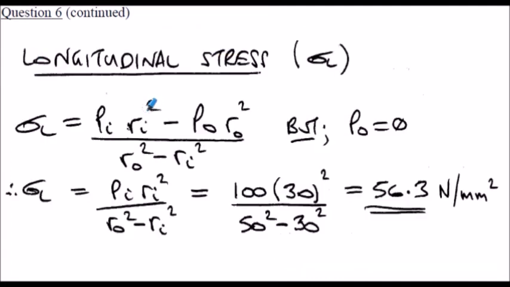The question also asked us to find the longitudinal stress, sigma L, and we have an equation for that. I've used a simplified equation here when just an internal pressure is considered. Put in the internal pressure of 100 newtons per millimeter squared. The longitudinal stress, assumed constant across the vessel wall, is 56.3 newtons per millimeter squared.